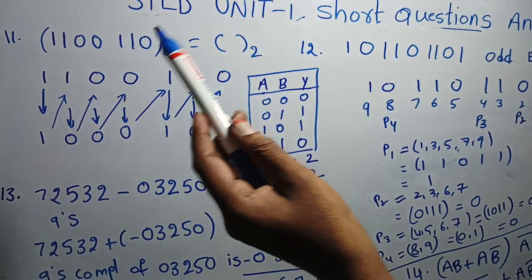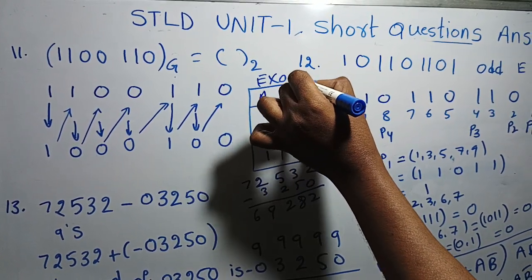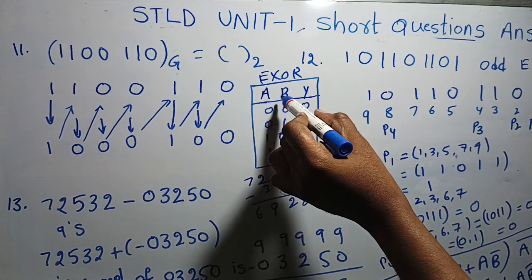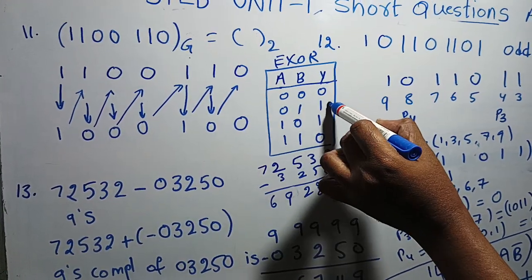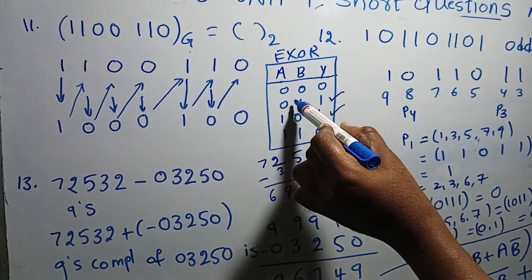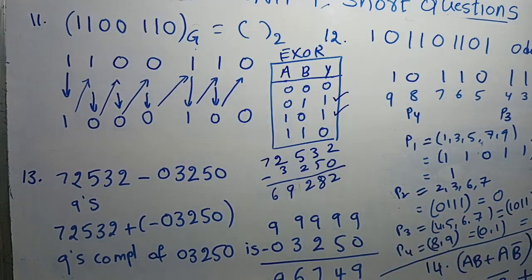Here we have to perform one operation called the XOR operation. XOR is nothing but, for example, two inputs, one output: 00, 01, 10, 11. If inputs are different, output is 1. If inputs are same, output is 0. That is what we are going to perform here.